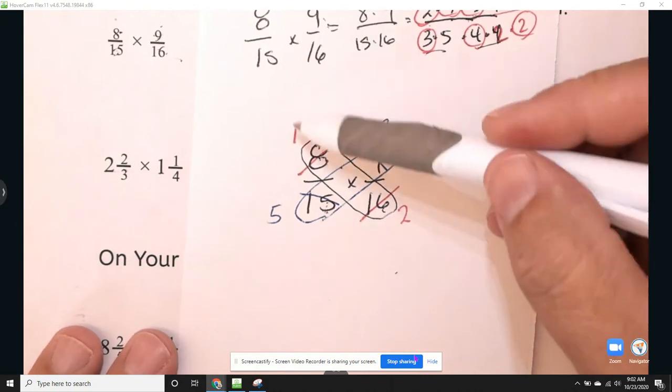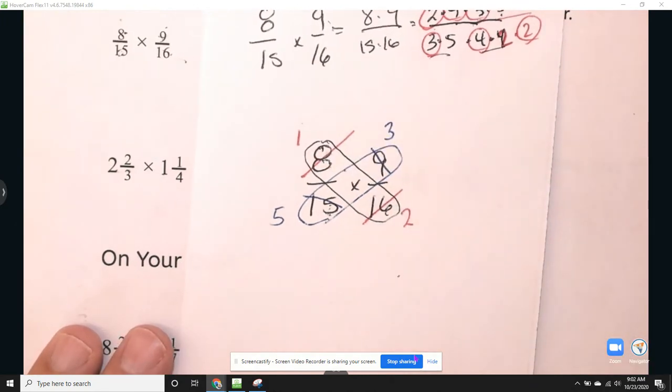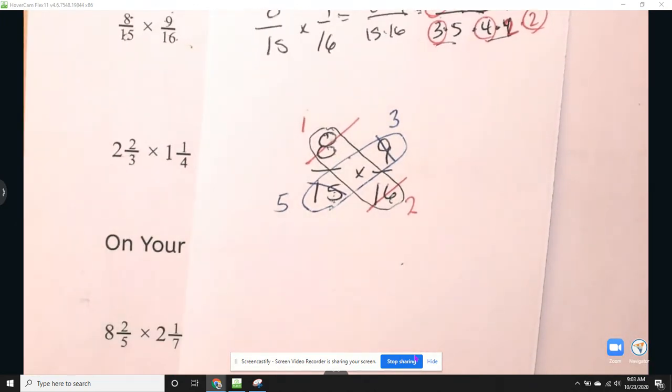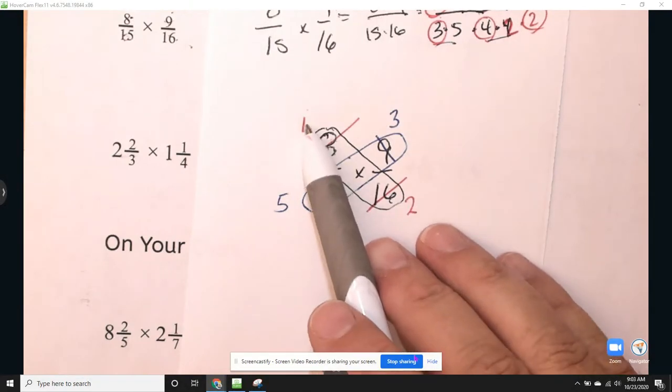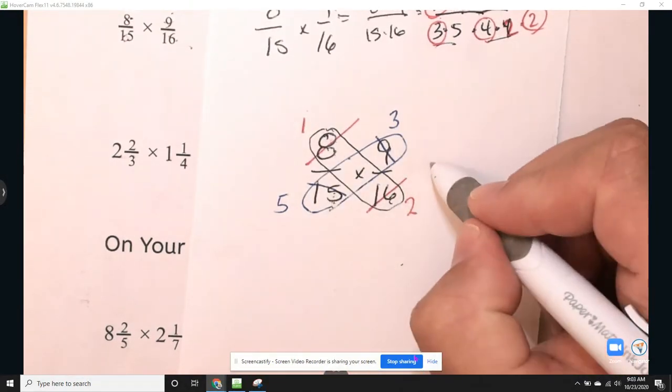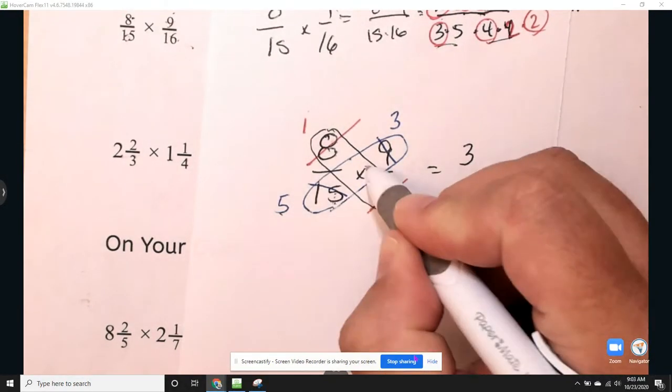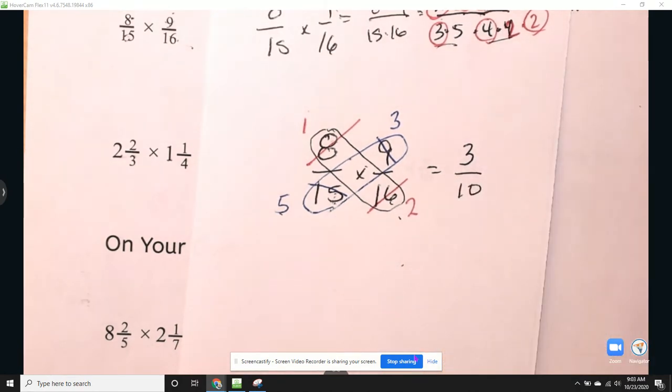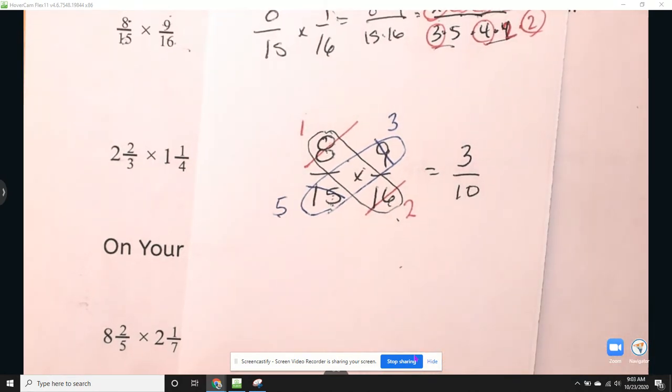And then I don't have any more numbers, between either numerators or denominators, that I can divide by. So then I can do my multiplication, numerator times numerator over denominator times denominator. So my 1 times 3 is 3, and my 5 times 2 equals 10. And I get 3 tenths.